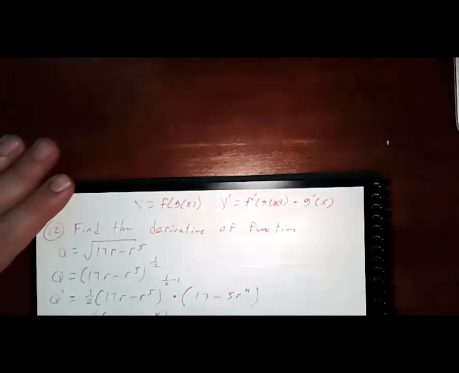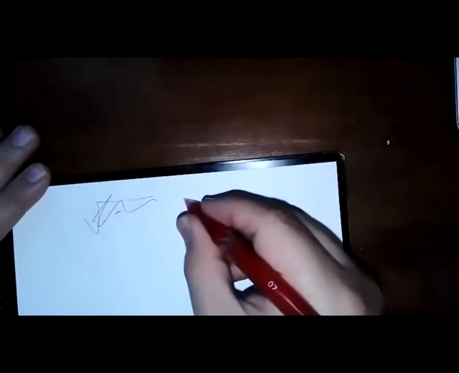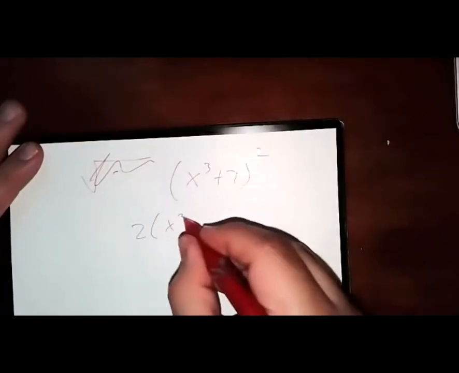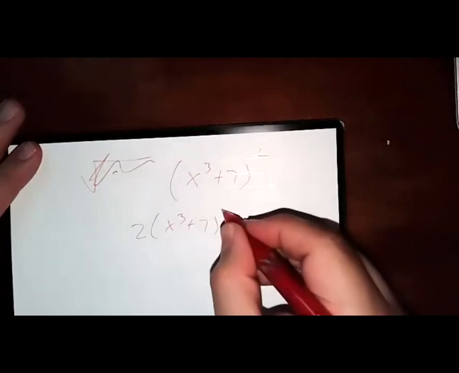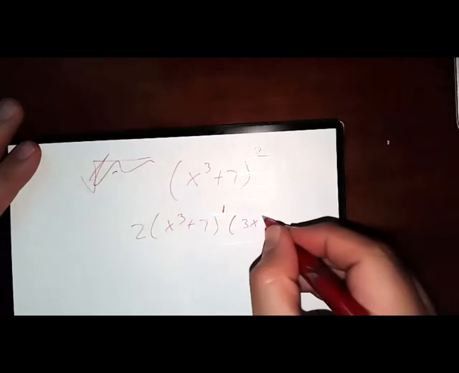Okay. So let's just go through some on a blank page real quick. If you had something like the square root of, actually let's do something easier: x cubed plus 7, squared, right? The derivative would be: bring the 2 down. That's the outside. Subtract 1 and then multiply by the derivative of the inside. It'll always be this way.